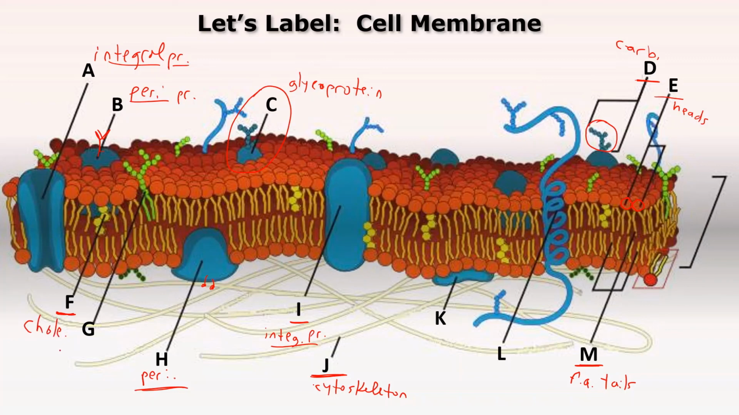G, looks like it's pointing to a phospholipid, but the head's gone. The tails are still there, but then we have this string of sugary stuff coming out, another carb. So that's half carb, half lipid, so let's just call it glycolipid. Beautiful. Okay, sliding on over to K.